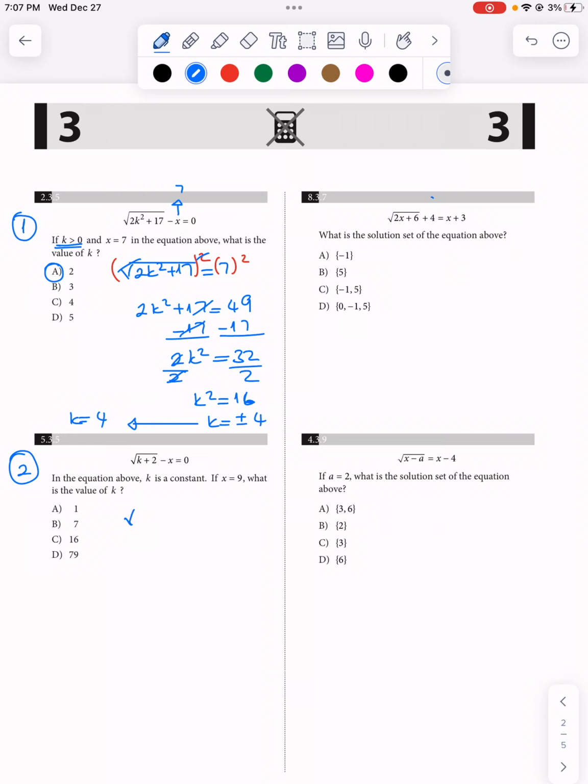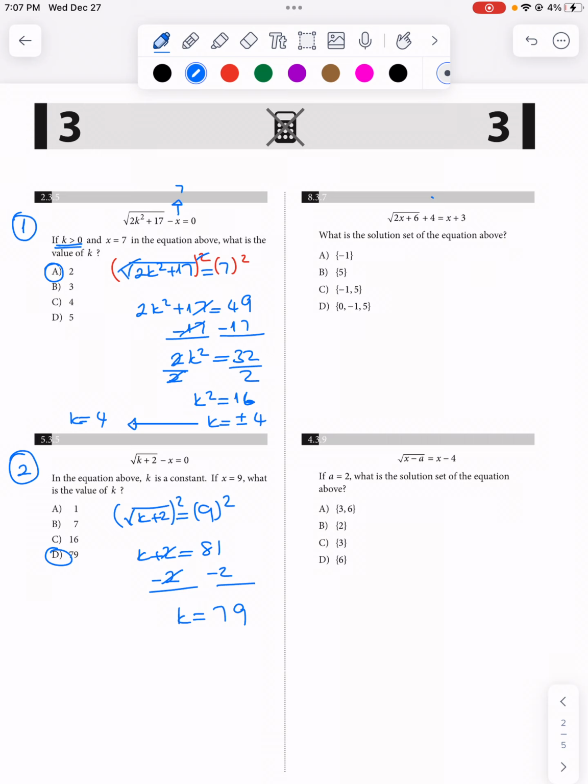So square root of k plus 2 minus 9 becomes positive 9 on the other side, and we just take the square of both sides and remove the radical sign. It'll be k plus 2 is equal to 81, and we subtract 2 from both sides. K is equal to 79, which is D. Now question 3.